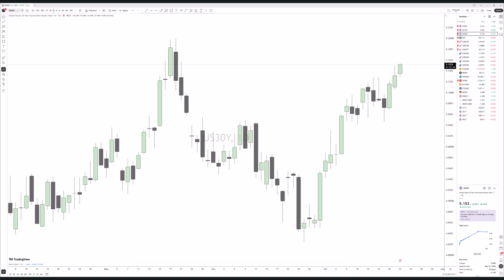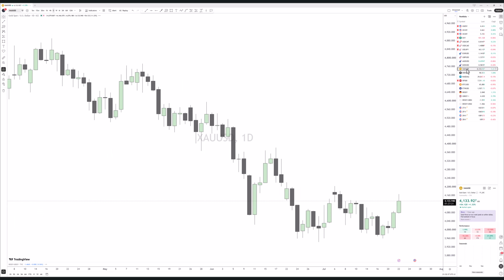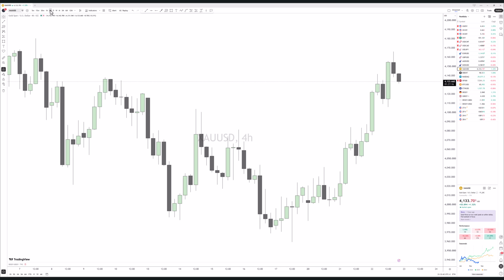So what is it that the institutional traders are watching? For us as retail traders, it's easy to focus only on the gold chart. Everyone likes to trade the precious metal. Institutional traders don't do that. They monitor relationships between multiple assets.